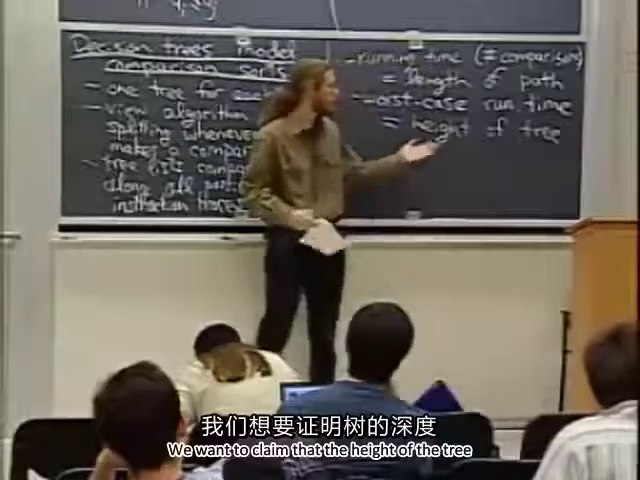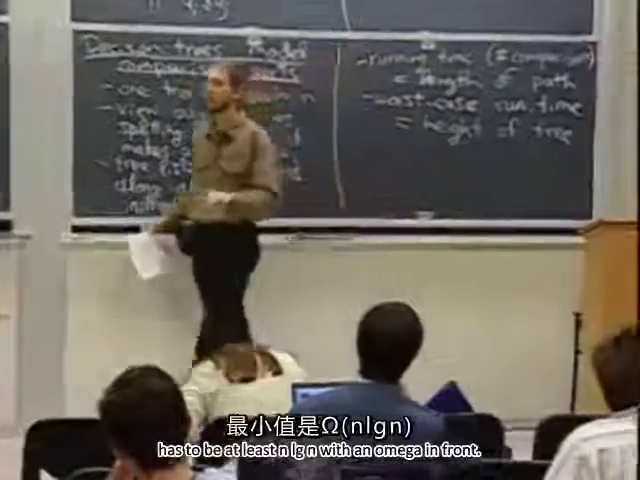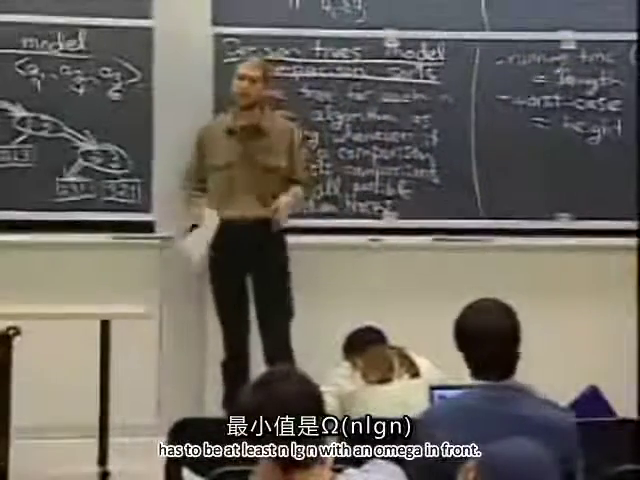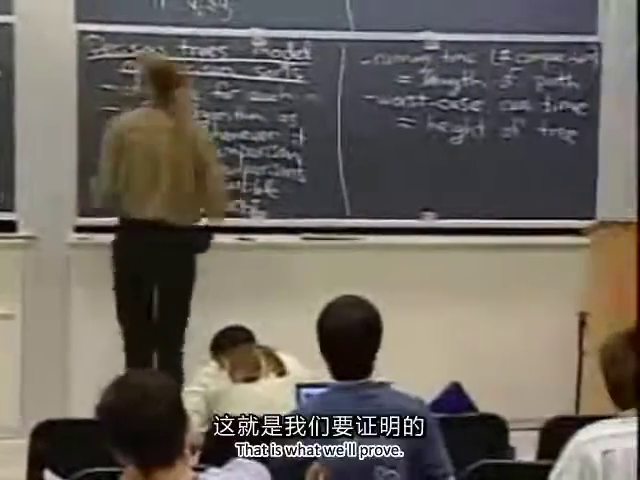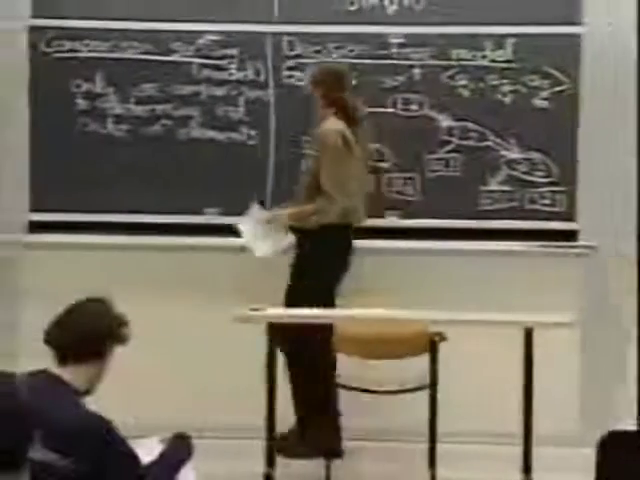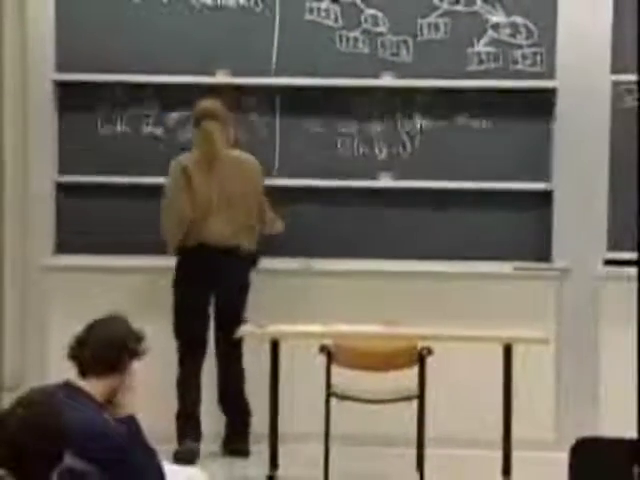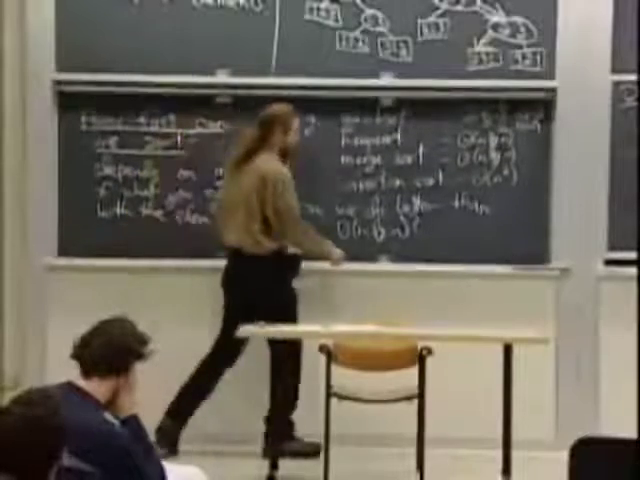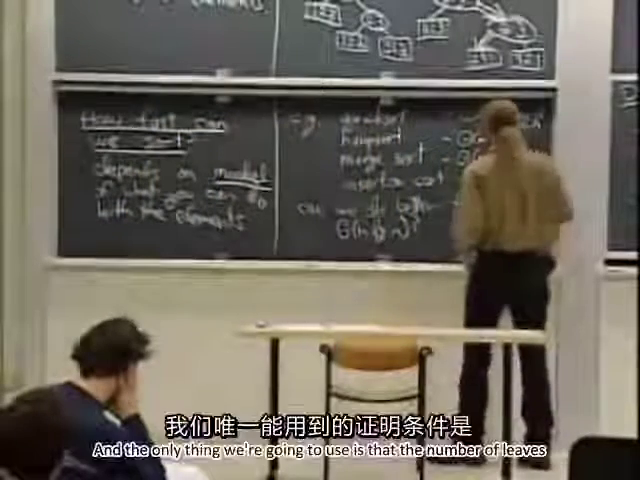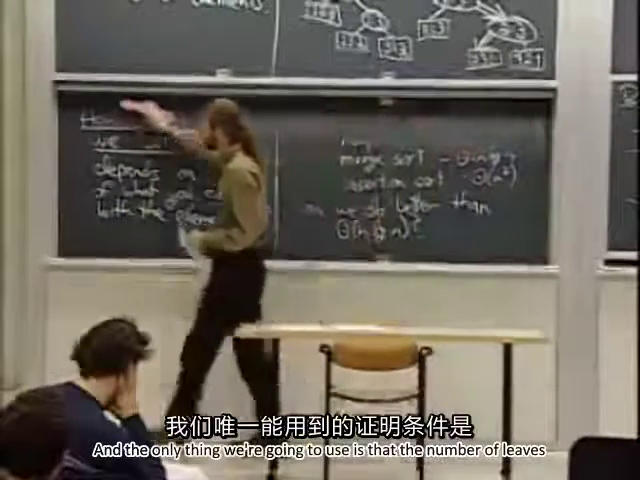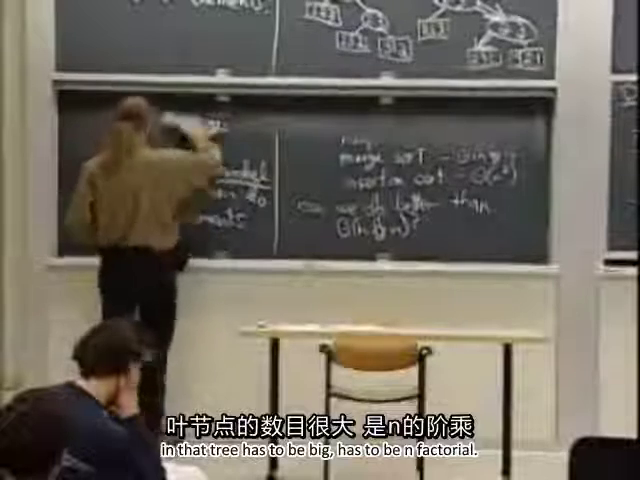We want to claim that the height of the tree has to be at least n log n, with an omega in front. So that's what we'll prove. And the only thing we're going to use is that the number of leaves in that tree has to be big, has to be n factorial.